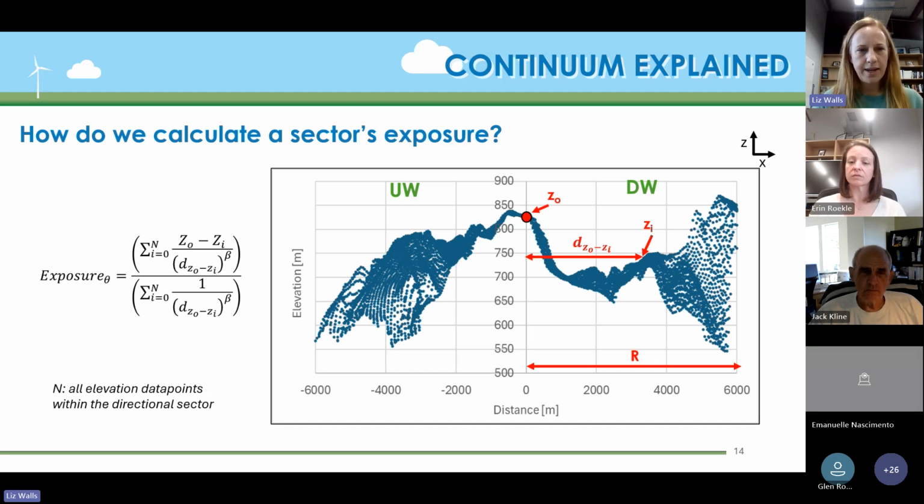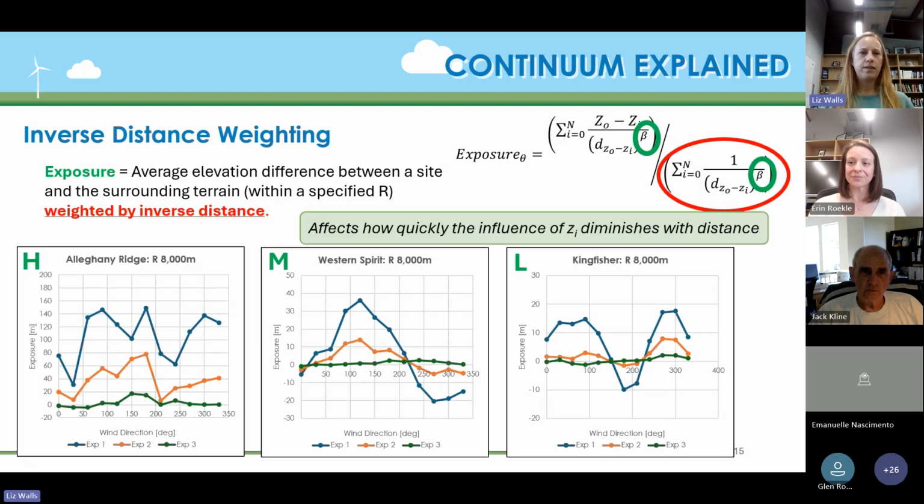And then we also have beta here. This is the inverse distance weighting. Let's talk a little more about what that exponent does. Just repeating the definition of terrain exposure, highlighting that it's weighted by this inverse distance, here's the equation, and it's beta that we'll be modifying as the exponent. By changing beta, this affects how quickly the influence of each data point Zi diminishes with distance. By increasing the exponent above a value of 1, we'll place higher weighting on terrain closer to the site and less weight on terrain further away.